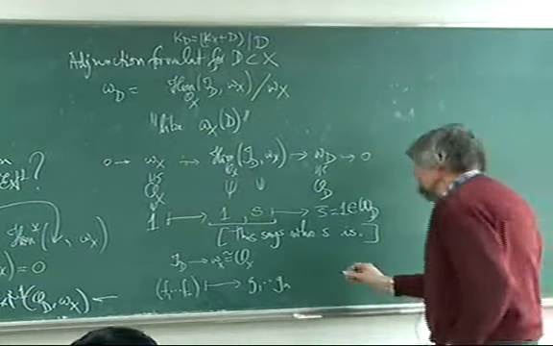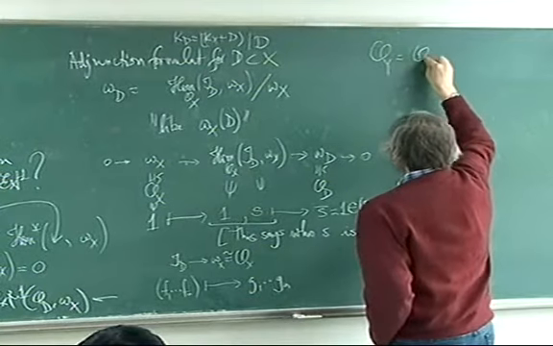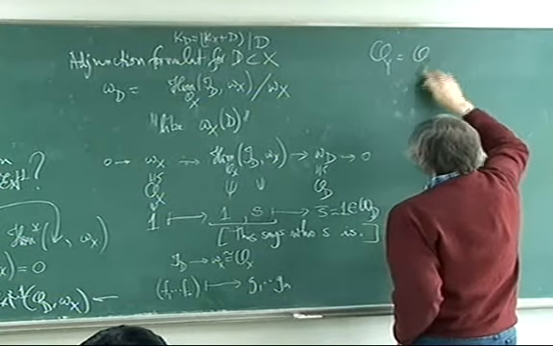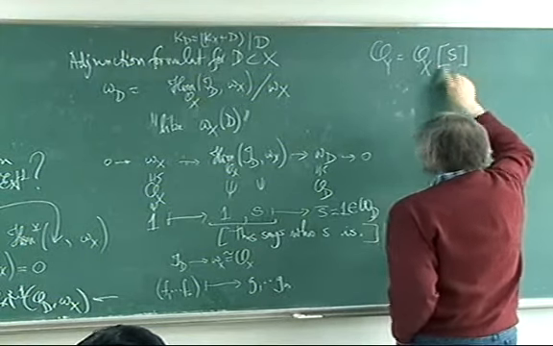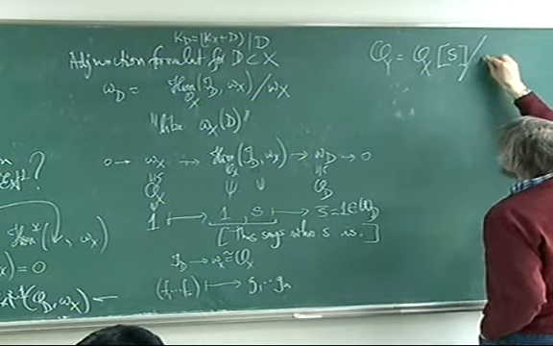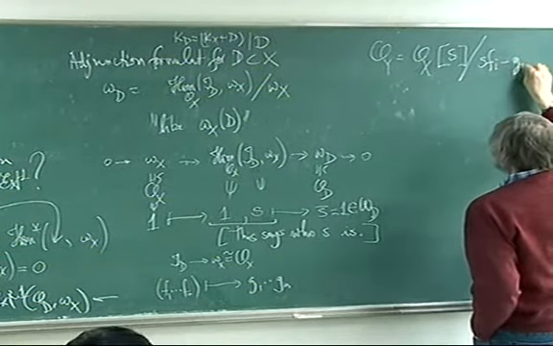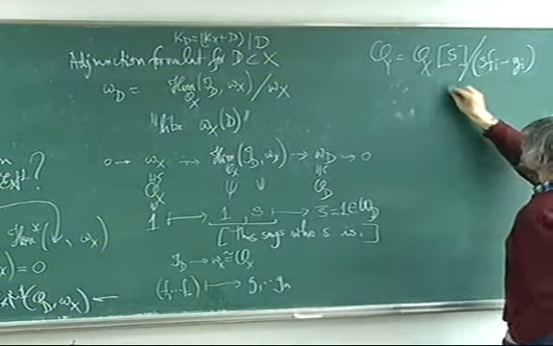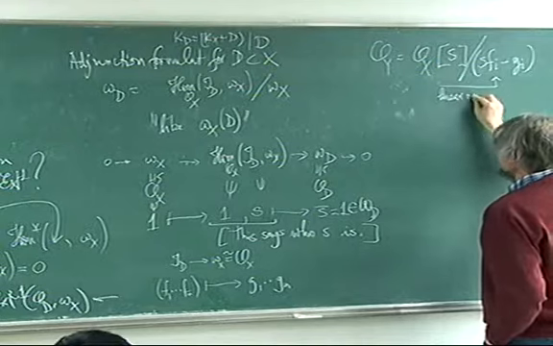And so the thing I'm defining is OY is OX with a polynomial ring with generator S, divided out by relations. And these are all the relations there are, and they are linear relations in S.